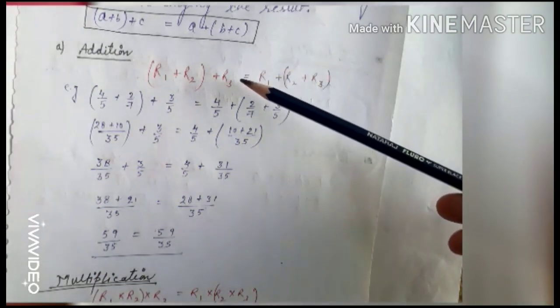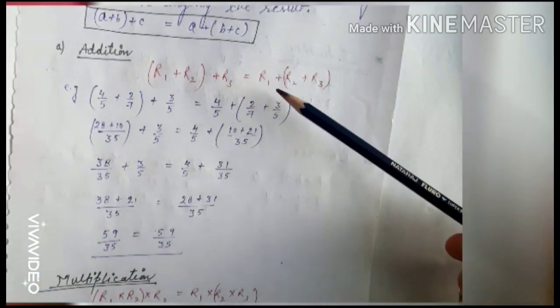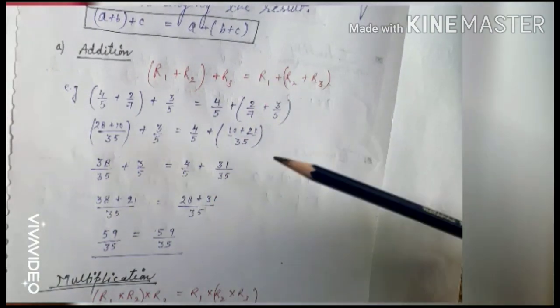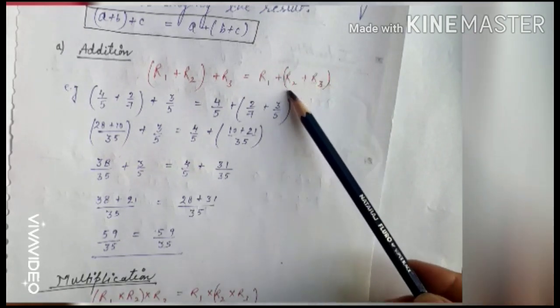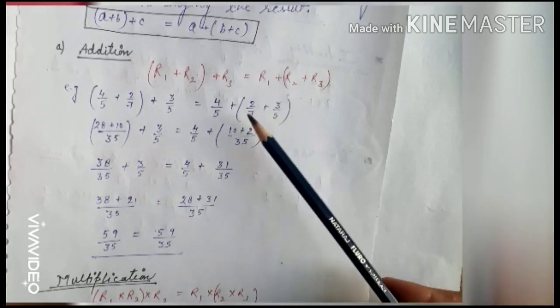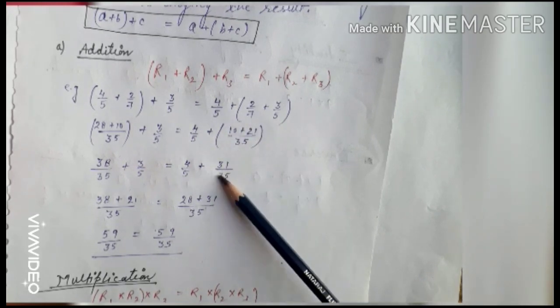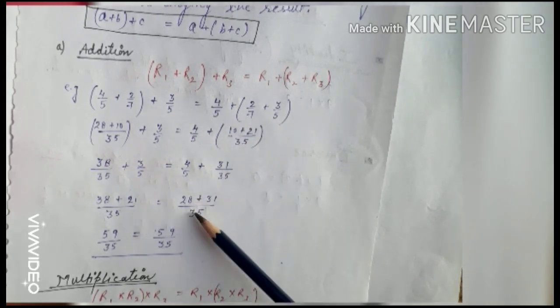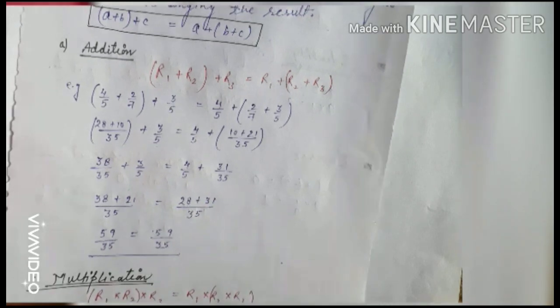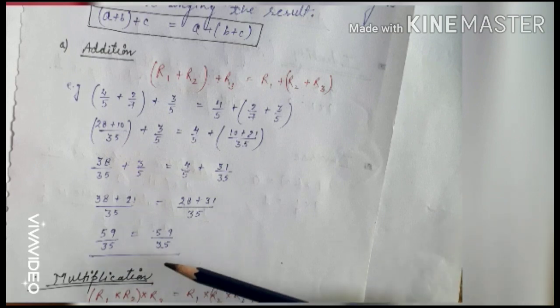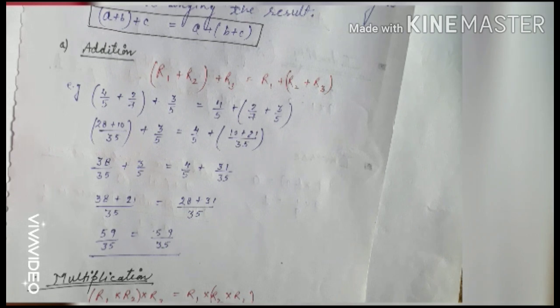Same when we calculate the right hand side, R1 plus the group of R2 and R3, because firstly we have to solve the grouping portion. So we have solved this one, the LCM of 7 and 5 is 35, and it becomes 31 upon 35. Then in the calculation you see 59 upon 35 on the left hand side, and on the right hand side it is also 59 upon 35. Both have the same answer. That means we can say that addition is associative for rational numbers.